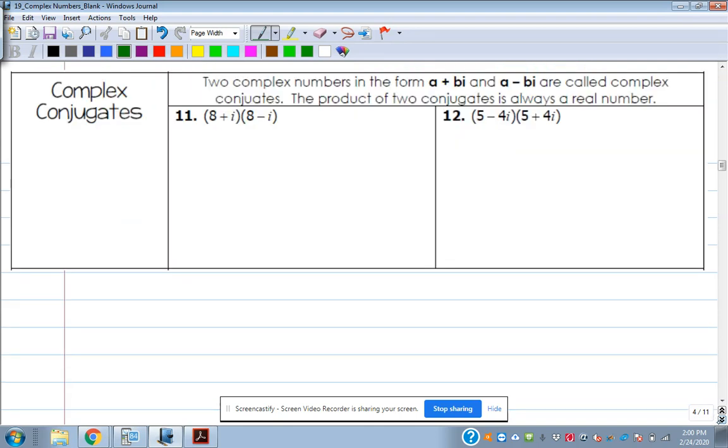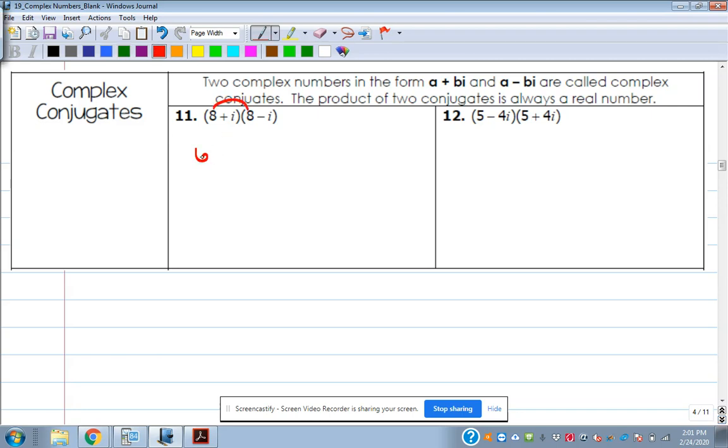Next thing is some special multiplication that happens. Okay. So complex conjugates is what this is called. All it means is it creates the factors like a difference of squares, but with complex numbers. Complex conjugates, 8 plus i, the complex conjugate to that is 8 minus i. Just change the sign in the middle. That's all it does. And what happens when you multiply those two things together is quite nice.